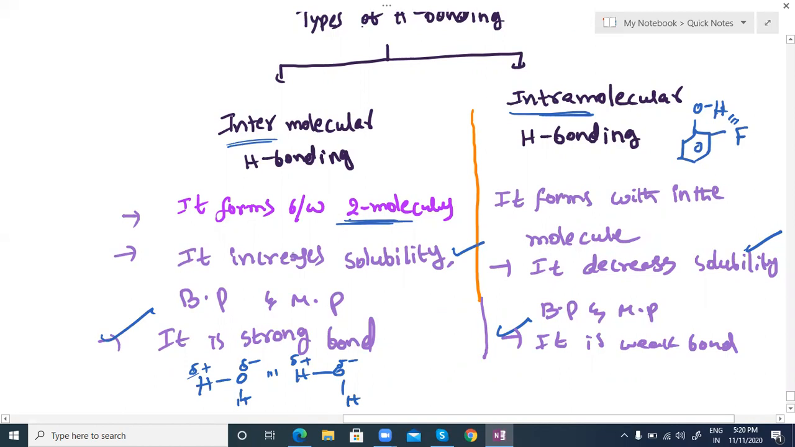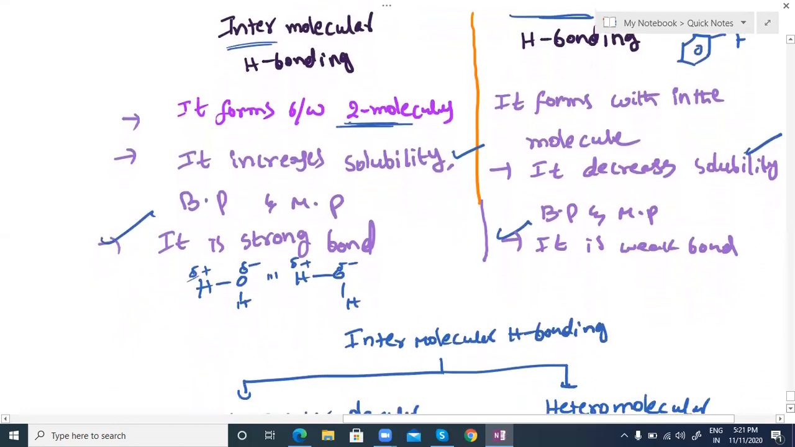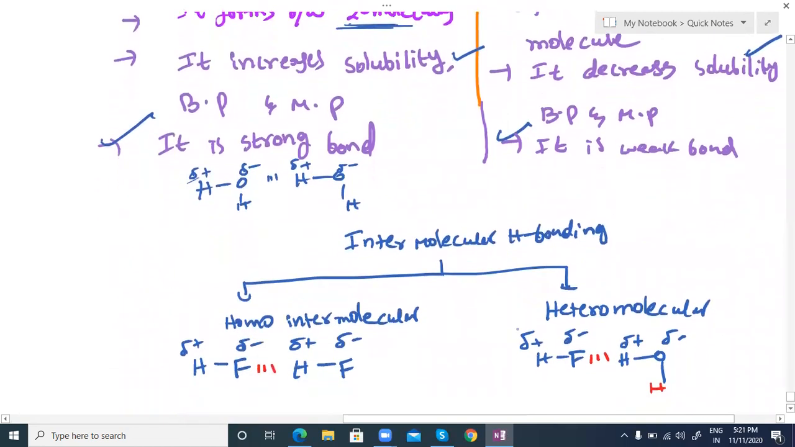Due to intermolecular hydrogen bonding, viscosity also increases. The viscosity of a substance or liquid increases by intermolecular hydrogen bonding; with intramolecular it may not increase. Got it? Now intermolecular hydrogen bonding has two types. Homonuclear, because both are the same molecules, between two molecules. Heteronuclear, where one is HF and the other is H2O.